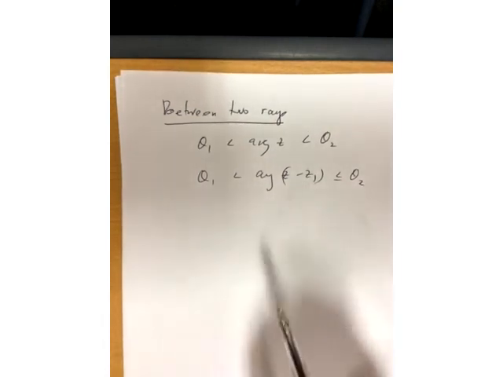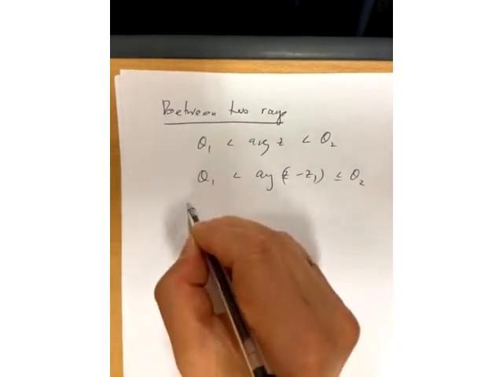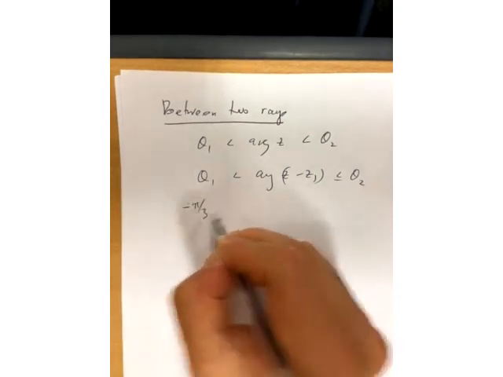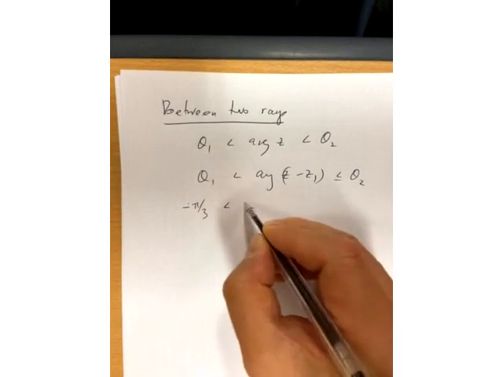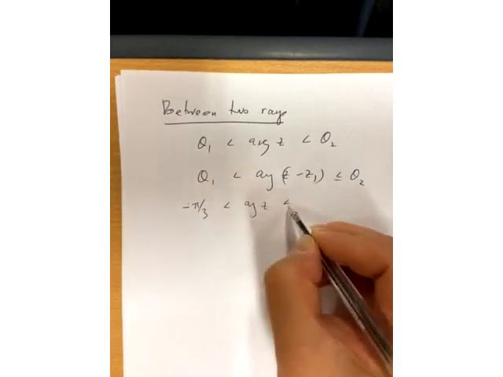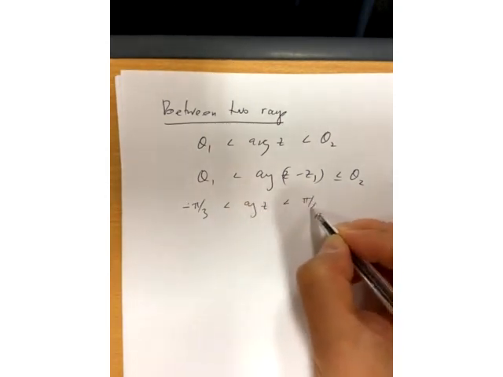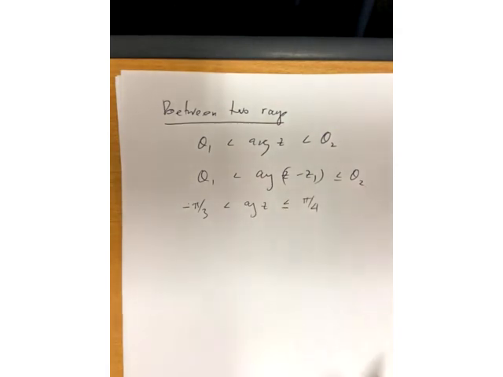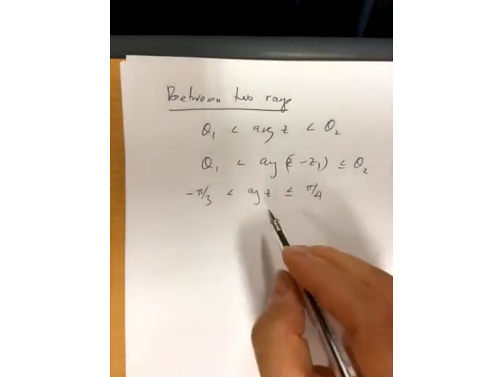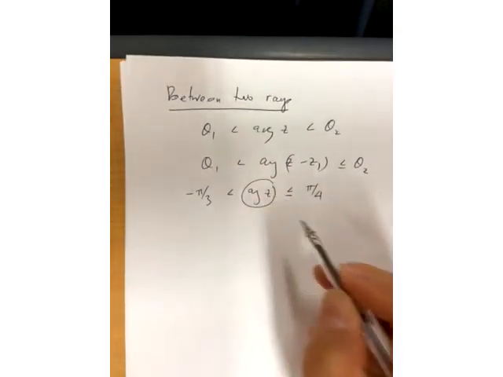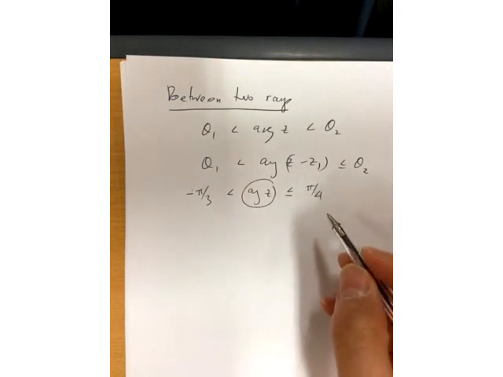So there could be 8 versions, but I'm just looking at these two specific versions of the 8. For example, you have negative pi on 3 is less than arg z is less than or equal to pi on 4, and I'll make it equal to in this case for this one. Now, that means that arg z is just a ray from the origin to z.